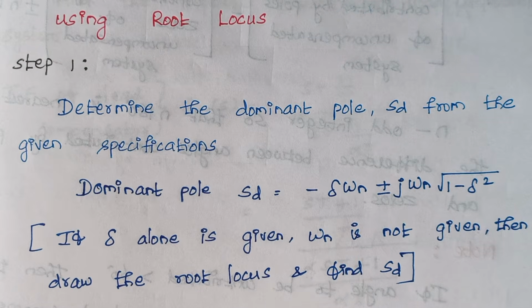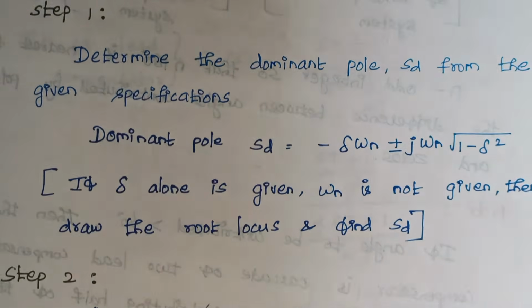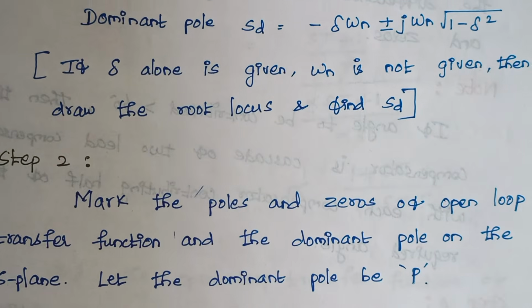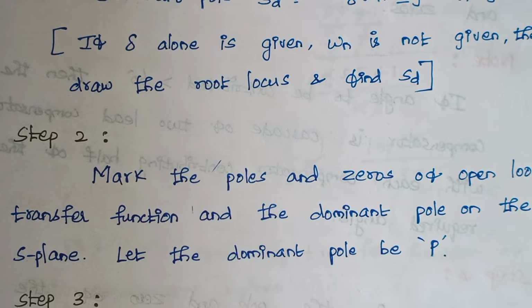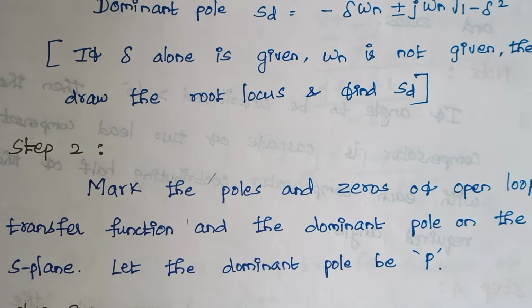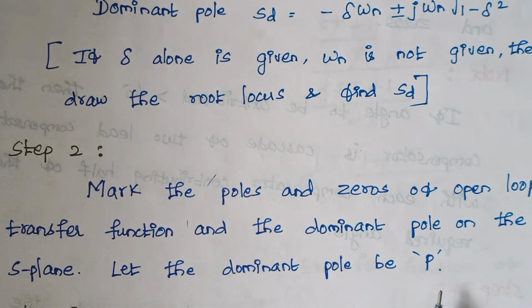Then the next is step 2. Mark the poles and zeros of the open loop transfer function and the dominant pole on the S-plane. Let the dominant pole be denoted as P. As usual, while drawing the root locus, we will be marking the poles and zeros. It is already done, and here the dominant pole is named as P. We have to locate the dominant pole on the root locus and mark it as P.